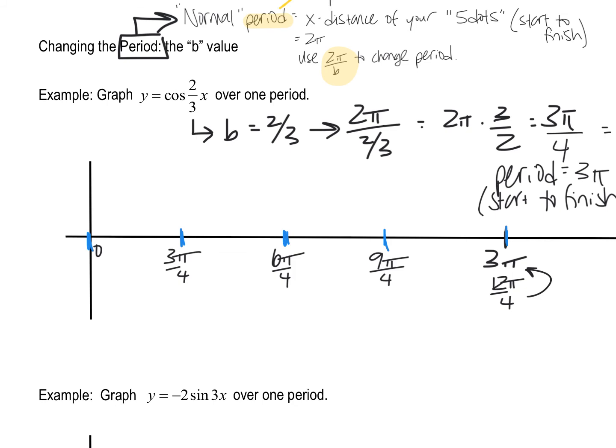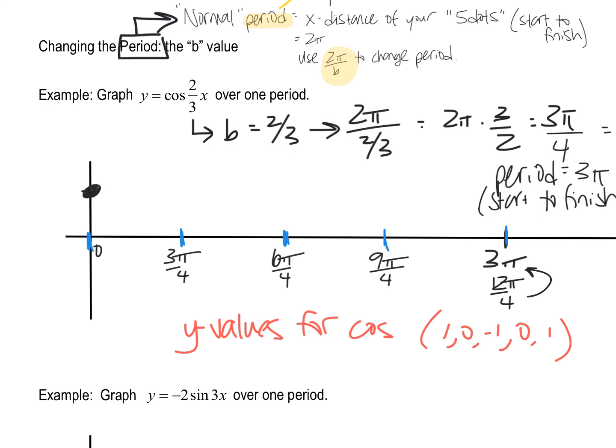So where do I put these stupid 5 dots? Do you remember the 5 key Y values for cosine? Look at the front page. Do you remember that cosine of 0 is 1? That's from the unit circle. And so for cosine, my Y values, I'm going to write down here, for cos are 1, 0, -1, 0, 1. And those Y values go on these 5 X values. So at 0, my Y value is 1. So I'm going to put a 1 there. Put a dot there at 1.